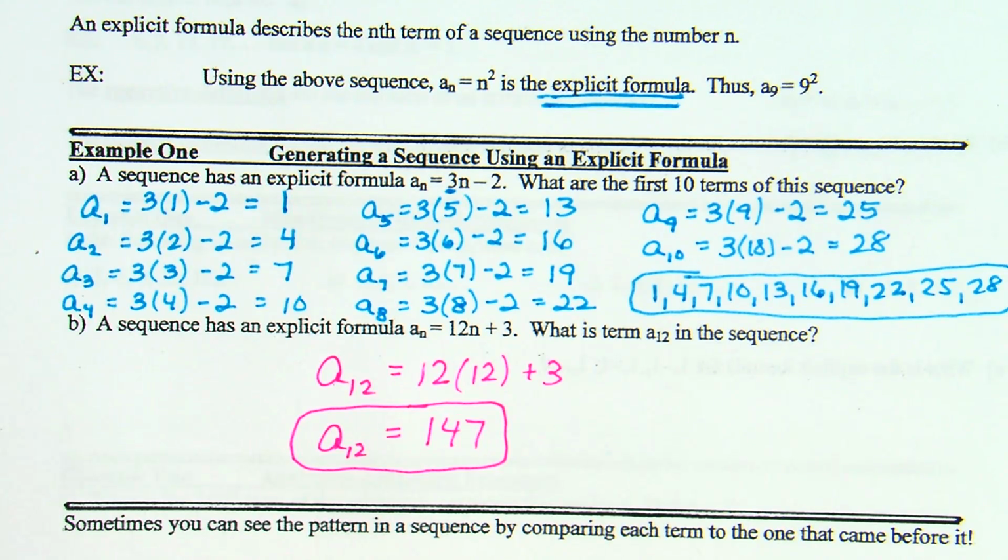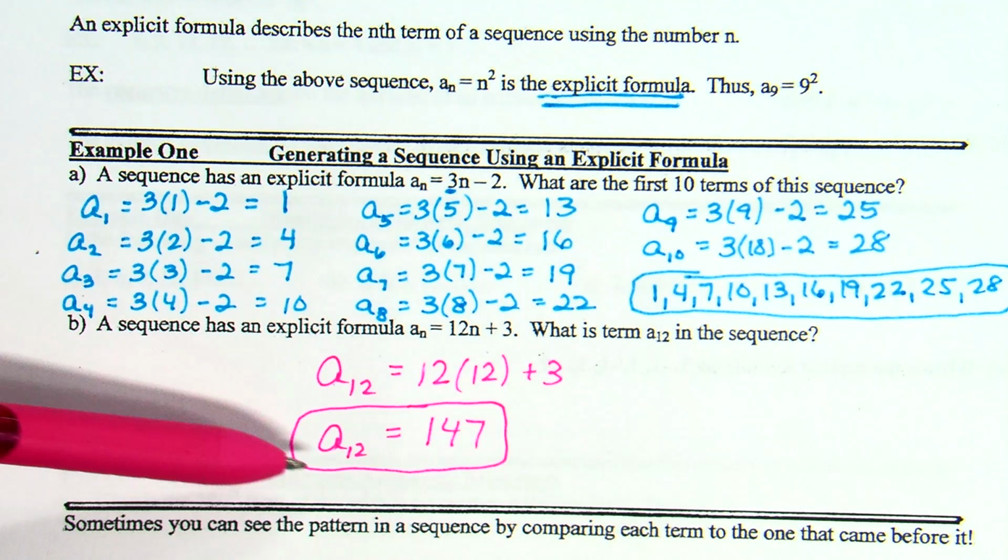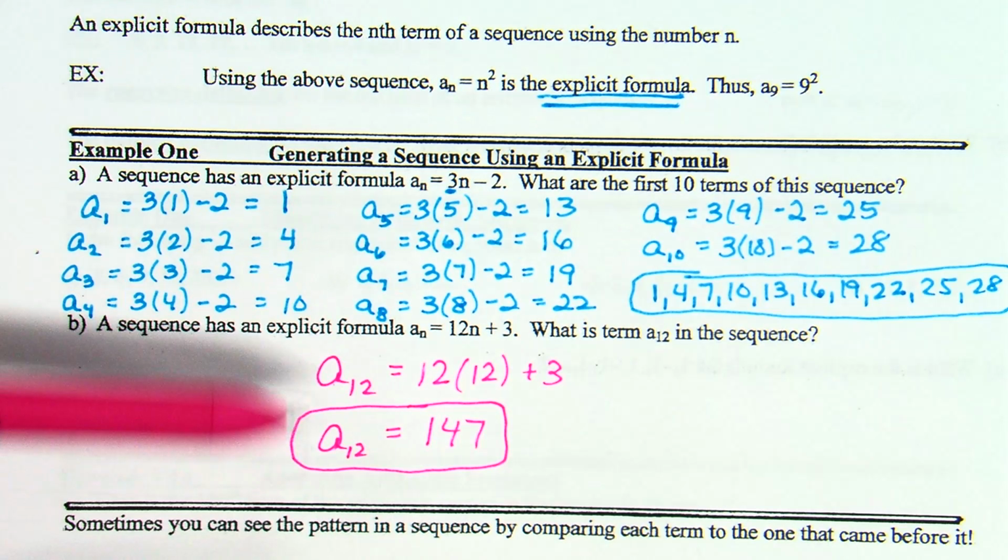That was an example of explicit. In the earlier case we worked with finding all of them. In this one, I just said, okay, find the 12th term. We could find the millionth term here, and it would be just as easy.